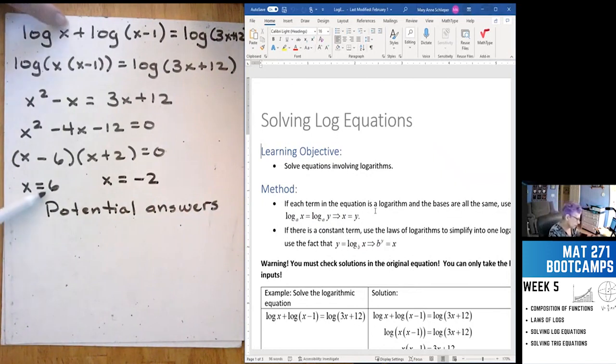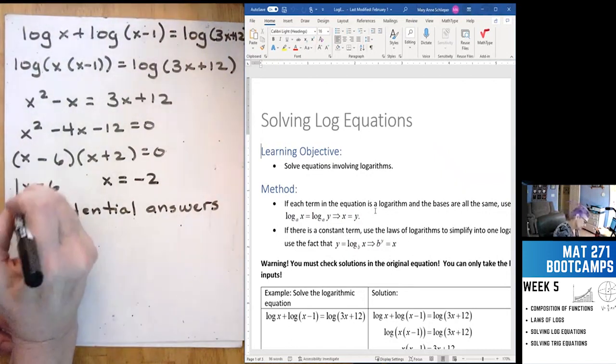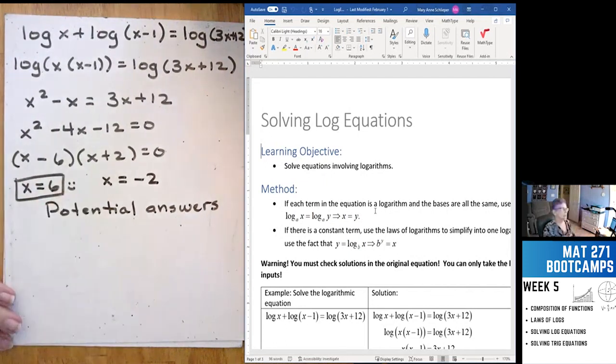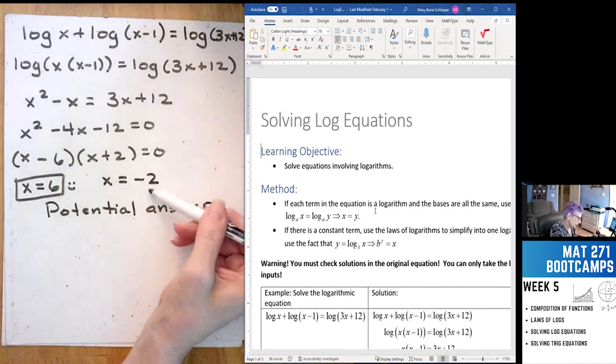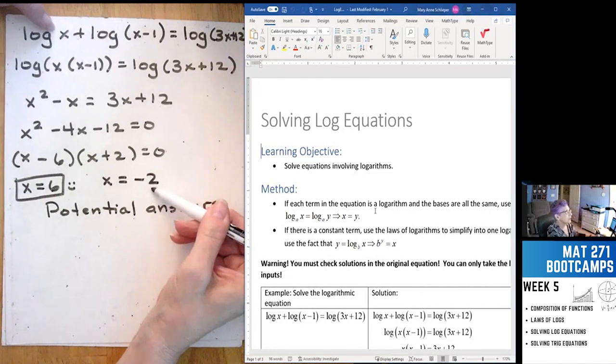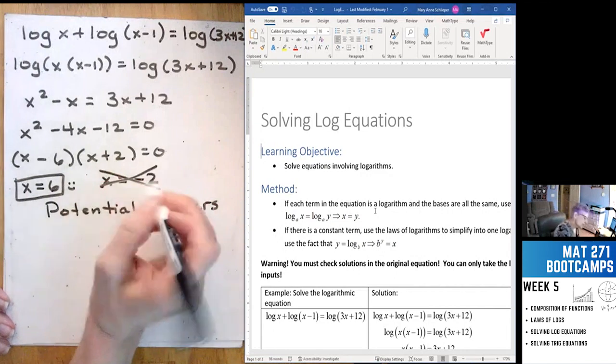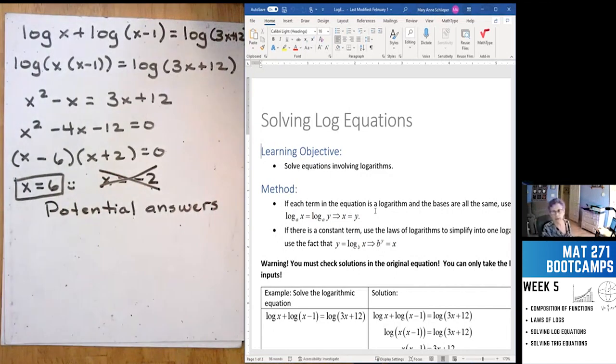So can I plug 6 in here? Yeah. You get the happy face of approval. Can I plug -2 in here? And as soon as I say no, it gets the big X mark of death, doom, and destruction. So we got one answer for that one.